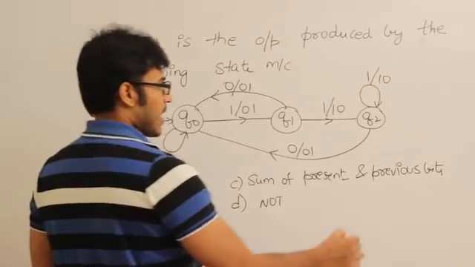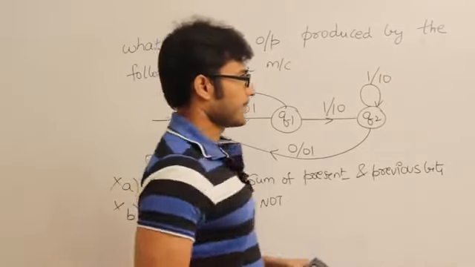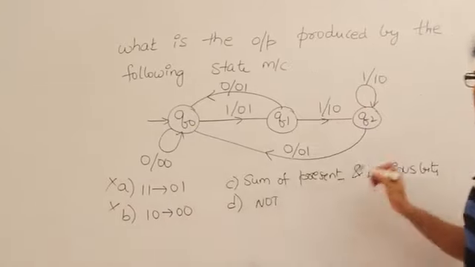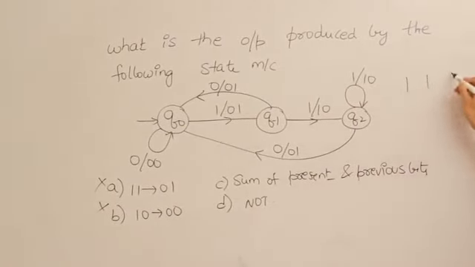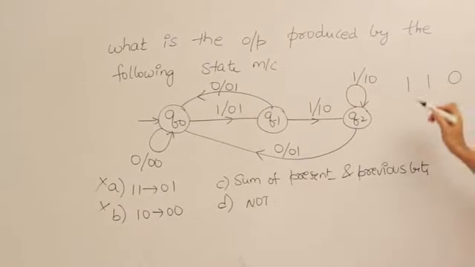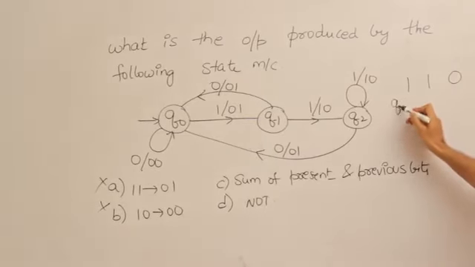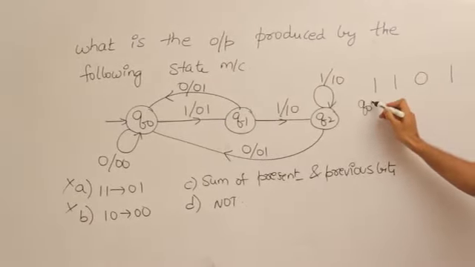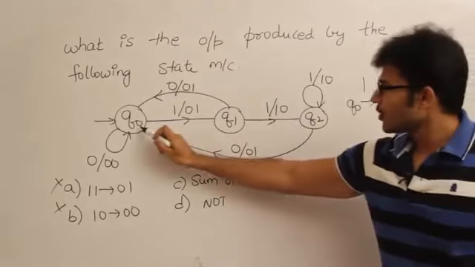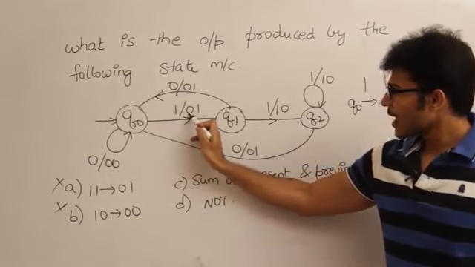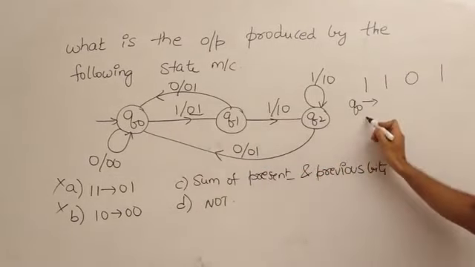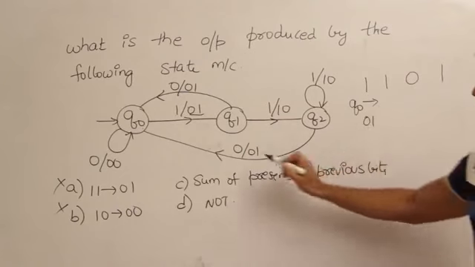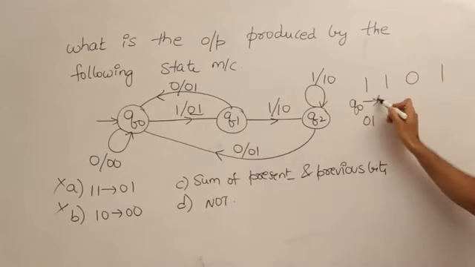Let us say I have to trace it out, maybe 1 1 0 1. Okay, so I'll start in state Q0. On seeing a 1 in Q0, I'll print 0 1 and I'll go to state Q1.